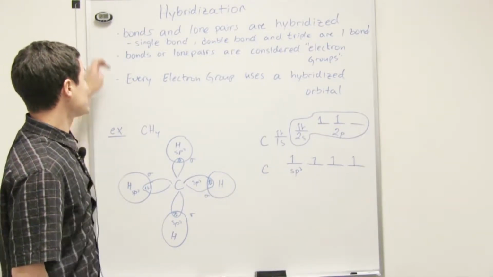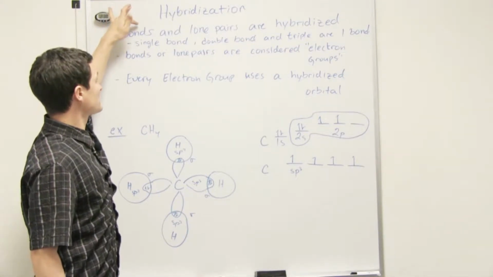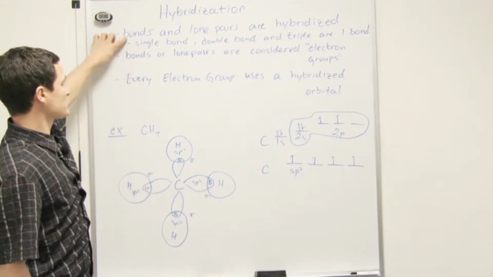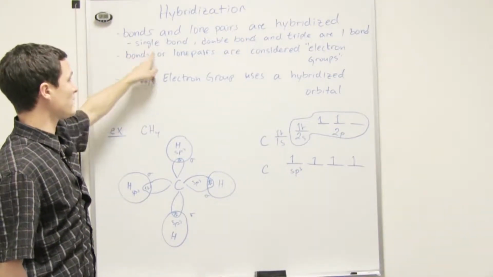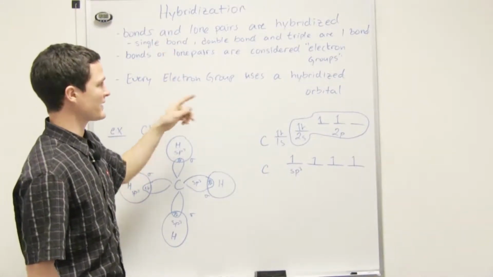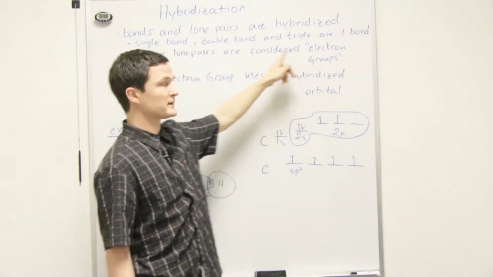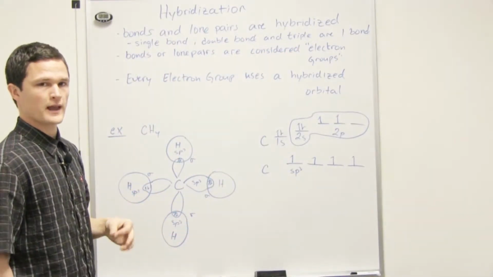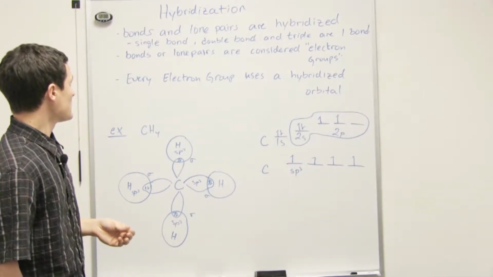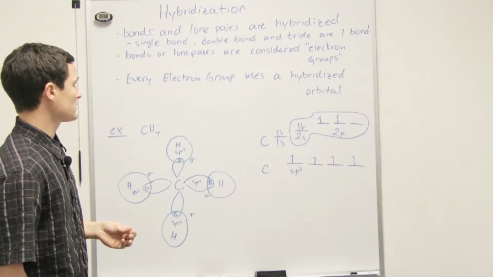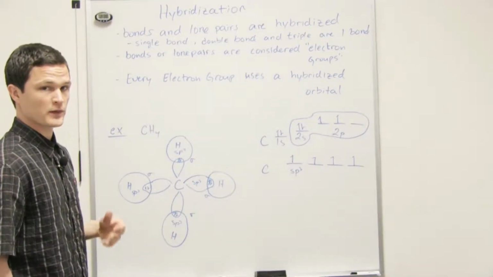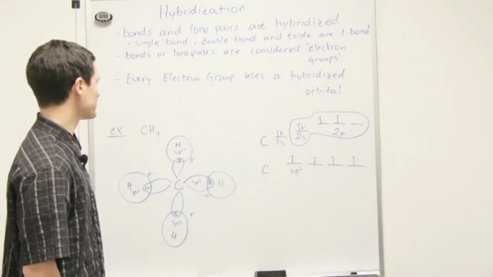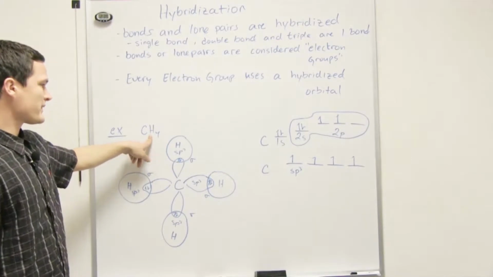The first thing is that when we hybridize, we always want to hybridize our bonds and our lone pairs. And don't let bonds trip you up, because one bond in this situation is really an electron group. That's how we're going to define it. And so a single bond, a double bond, or a triple bond are going to be considered a bond or an electron group. Every electron group uses a hybridized orbital, whether it's a lone pair or, like I said, a bond, which is going to be an electron group. So let's use the example of methane.